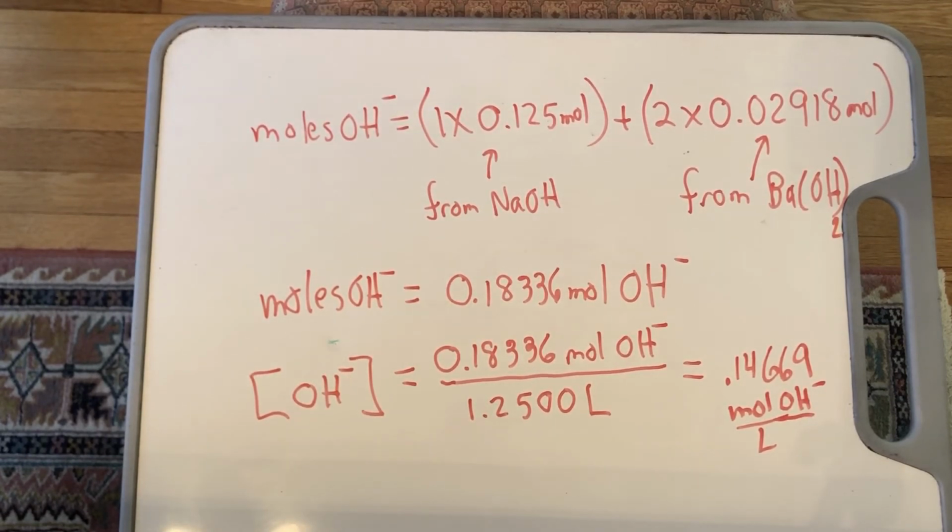And almost certainly we're going to end up rounding down to 3 sig figs, which is because we started with 5.00 grams of each. Now, to find pOH, we have to know the concentration. So we have to take the moles and divide it by the volume of the solution. Since we know it's 1,250 milliliters, we convert it to liters and then divide our moles of hydroxide by that. So right now we've got 0.14669 moles of hydroxide per liter, or molar solution.